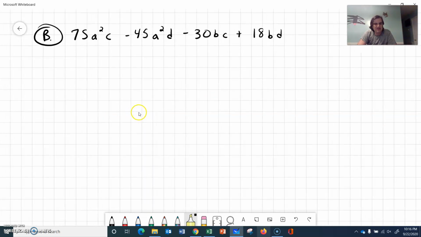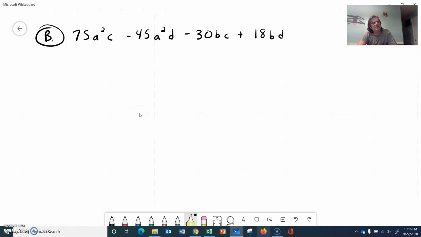Alright, our second factor by grouping practice problem here is 75a squared c minus 45a squared d minus 30bc plus 18bd. So, as I stated in the directional video, you can move these things around and regroup them if you like, but I think this is going to work just fine the way it is. So I'm going to take the two groups that I've got and see what happens.